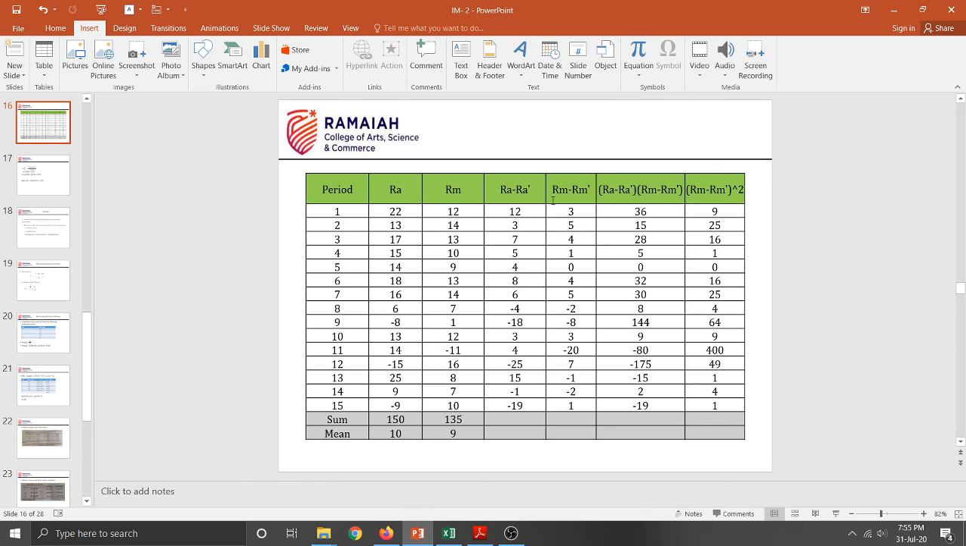Next, calculate the deviation. RA minus expected return of stock A: 22 minus 10, 13 minus 10, 17 minus 10, 15 minus 10, and so on. Similarly for the market, it is 12 minus 9, 14 minus 9, 13 minus 9, and so on. This is the column. Next you multiply both these columns, you'll get this. The last column is where you take the squares of the market deviation column.